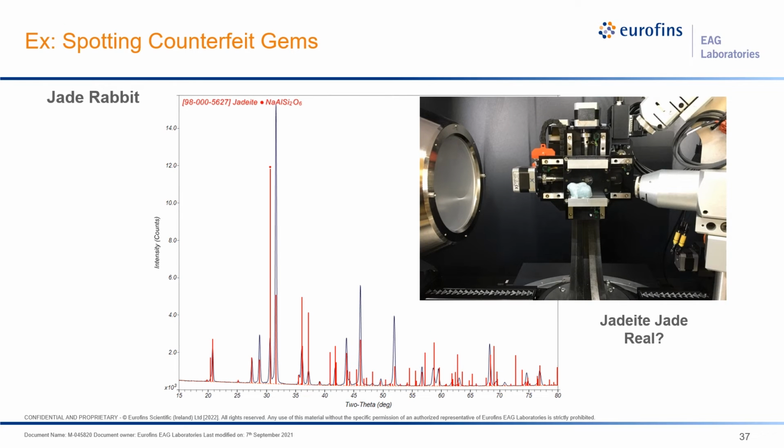Last is the little rabbit figurine. Now this one is small enough to run on any other machine like the others, but due to the curved surfaces, we chose to use the micro diffractometer with a 2D area detector. Looking at this plot of diffracted intensity versus angle, we can quite easily match it up to the reference pattern for jadeite, another potential real jade piece. Okay, they're looking good. Now let's move on to the second check and see what we find.